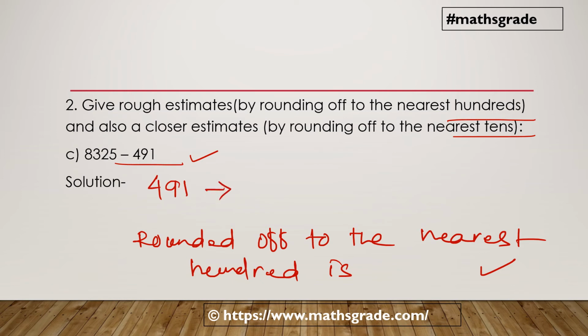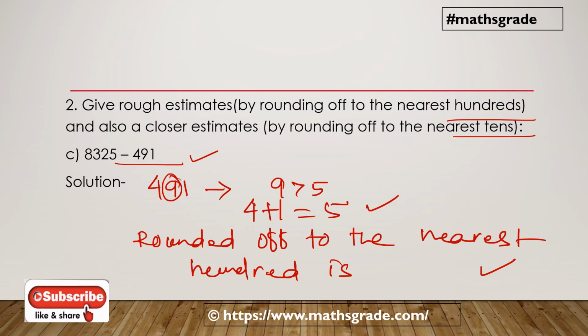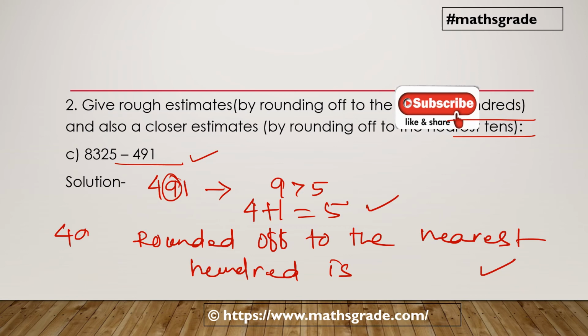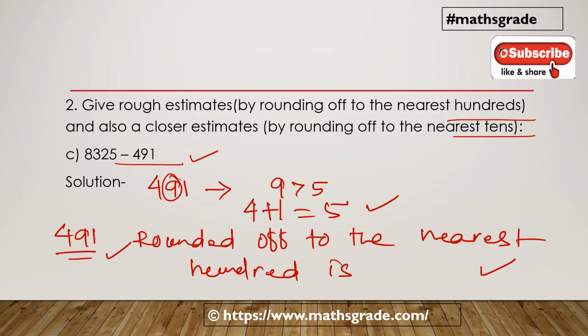Now 491. We rounded off this number to the nearest 100. The tens place digit of this number 491 is 9 and 9 is more than 5. So just add 1 to the hundreds place digit, that is 4. 4 plus 1 is 5. And just write down 0 in the tens place and unit place digit, that is 9 and 1 changes to 0. So 491 rounded off to the nearest 100 will be 500.